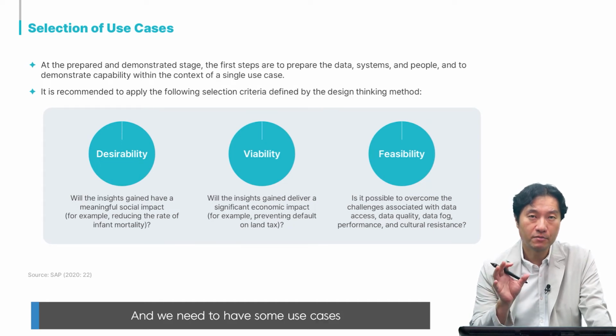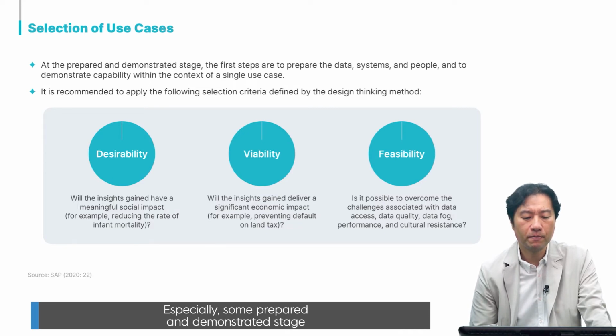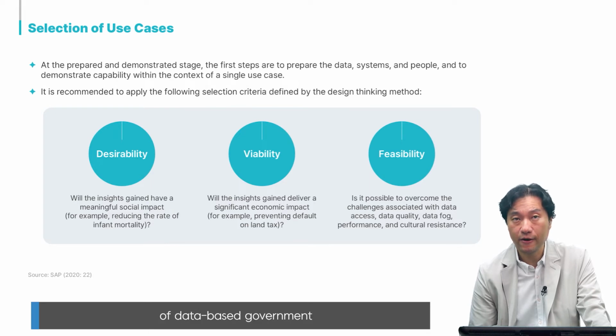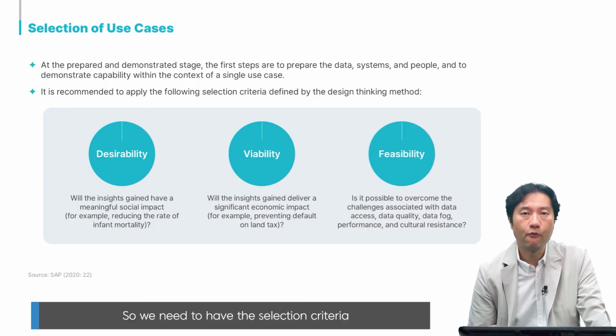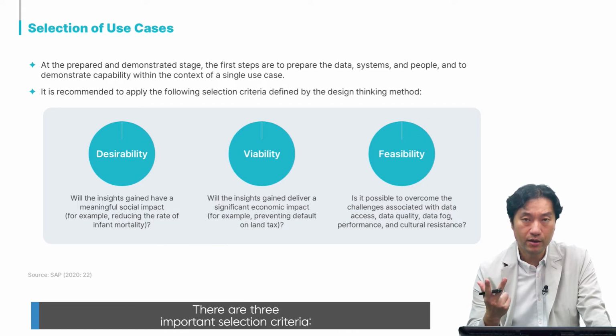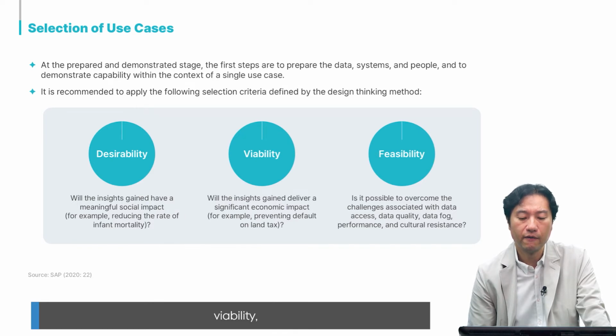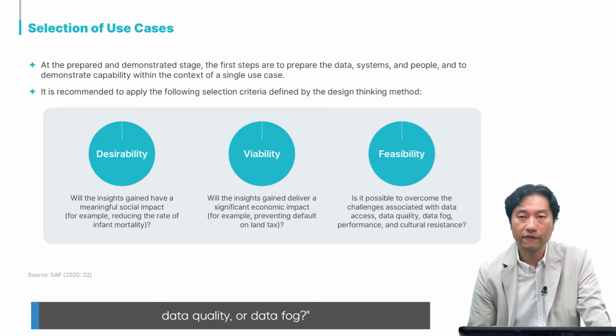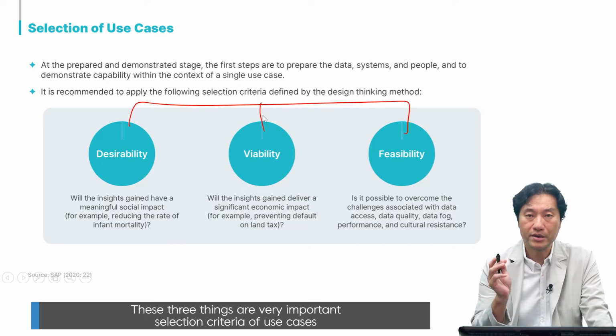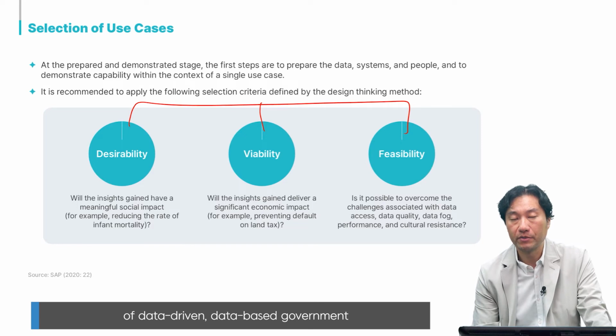And we need to have some use case, especially a prepared and demonstrative stage of data-based government. The first steps are to prepare the data systems and the people. So we need to have selection criteria defined by the design thinking method. There are three important selection criteria: desirability, viability, and feasibility. Desirability: will the insights gained have a meaningful social impact? Viability: will the insights gained deliver a significant economic impact? And feasibility: is it possible to overcome the challenges associated with data access, data query, or data fog? These three things are very important selection criteria for a use case of data-based government.